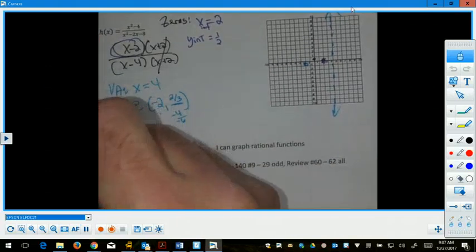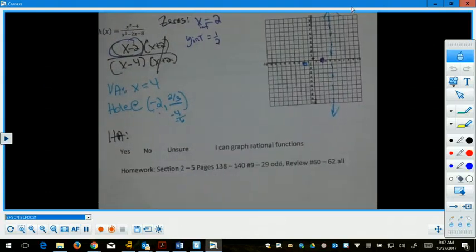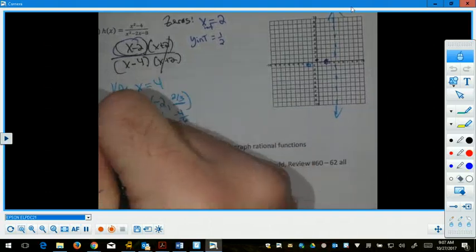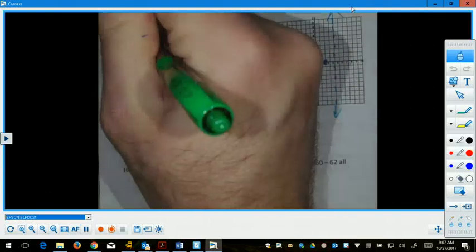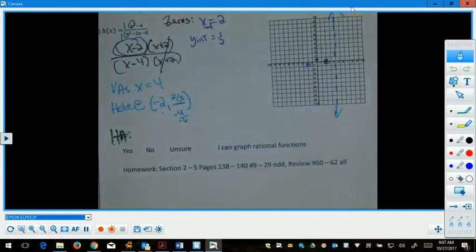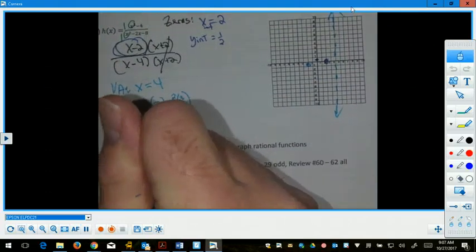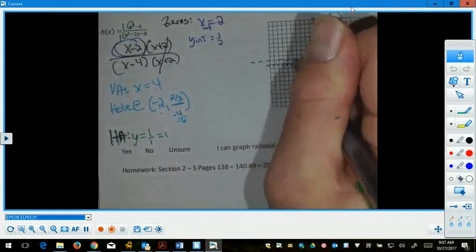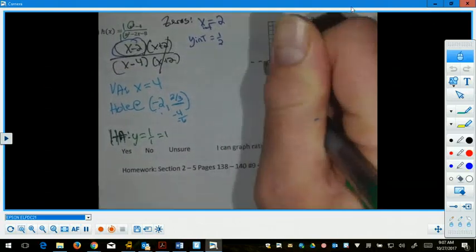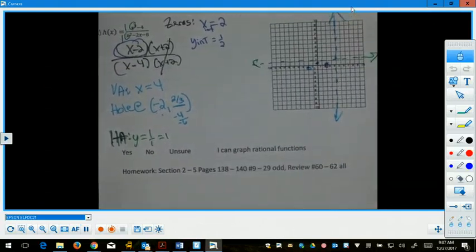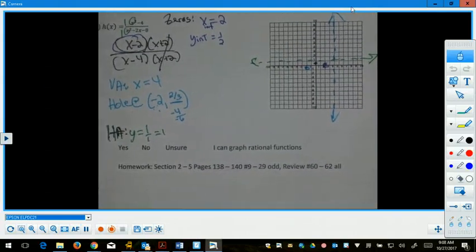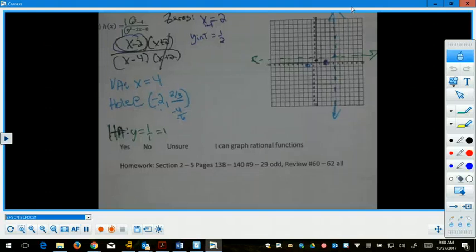All right, who has our horizontal asymptote? Anyone know what the horizontal asymptote is for this? 1, yes. We have the same degree on top, same degree on bottom. The lead coefficients are 1. So y equals 1 over 1, which is 1. So at y equals 1, I put a horizontal line, dashed line for my horizontal asymptote. I think that was everything we were supposed to find to do our graph.